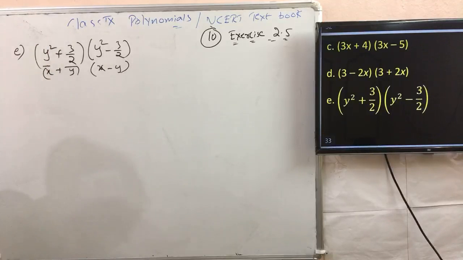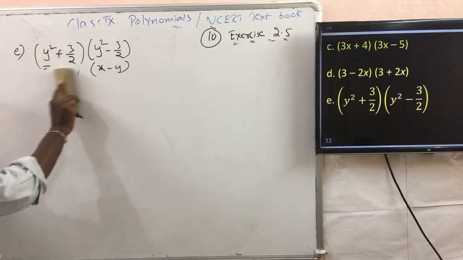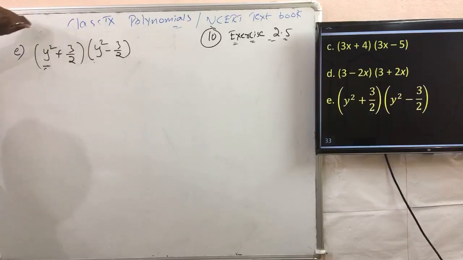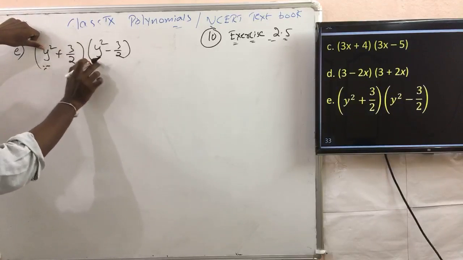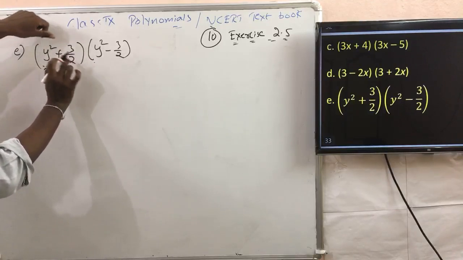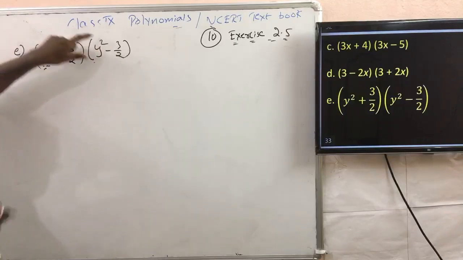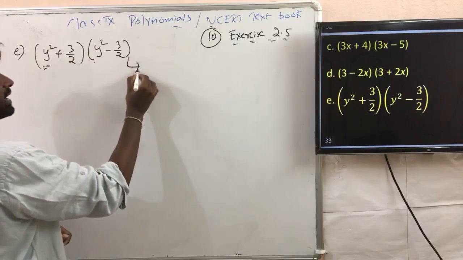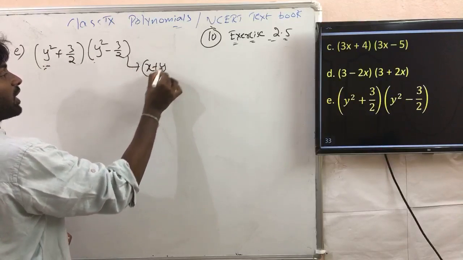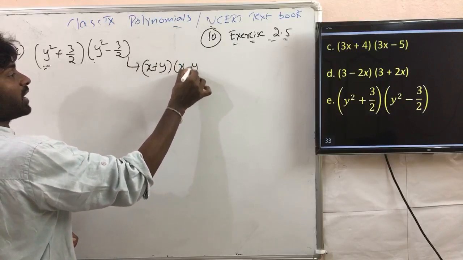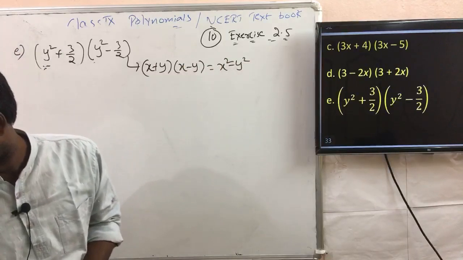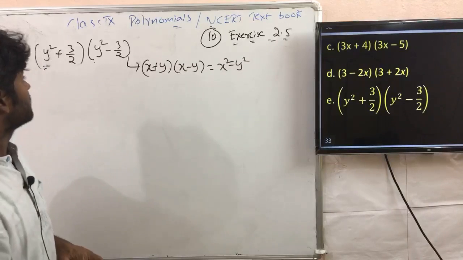Okay, don't worry about this. That means it is in the form of (x plus y) into (x minus y). Just check once. Both the first terms are same? Yes, take it as x. Both the second terms are same? Yes, take it as y. But there is an interchange in the sign. So we can compare with the identity (x plus y) into (x minus y), which results in x square minus y square, y power 4 minus 9 by 4.